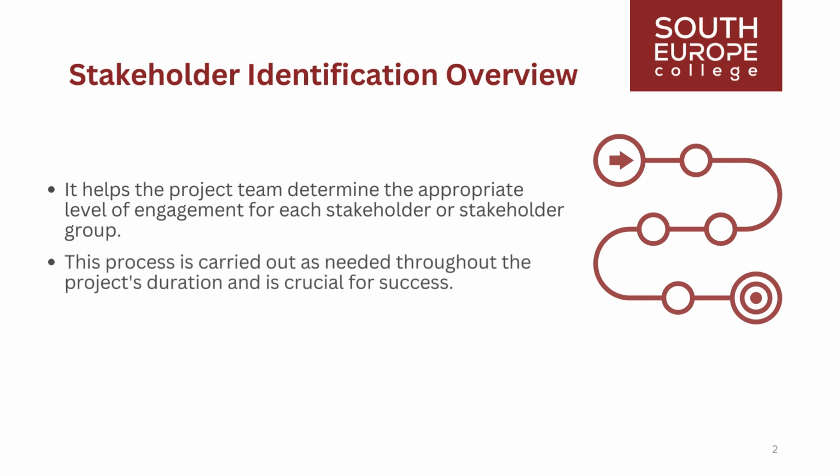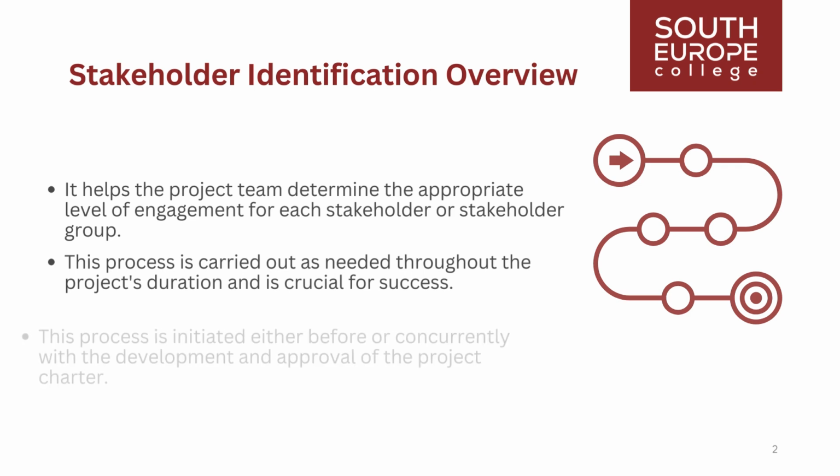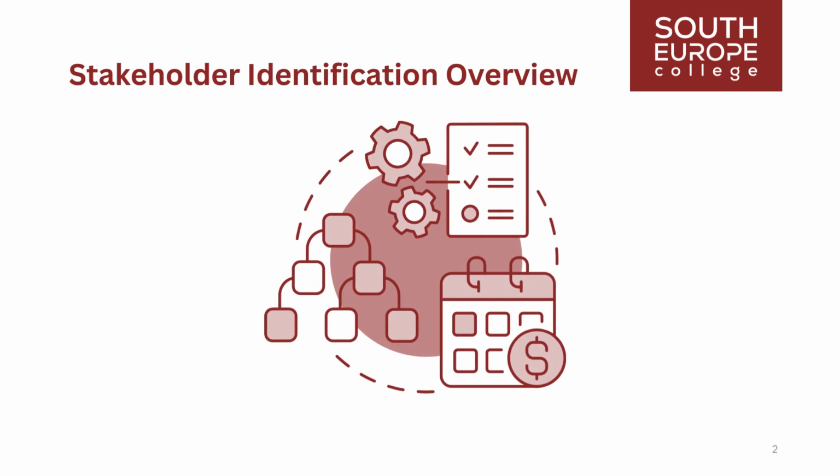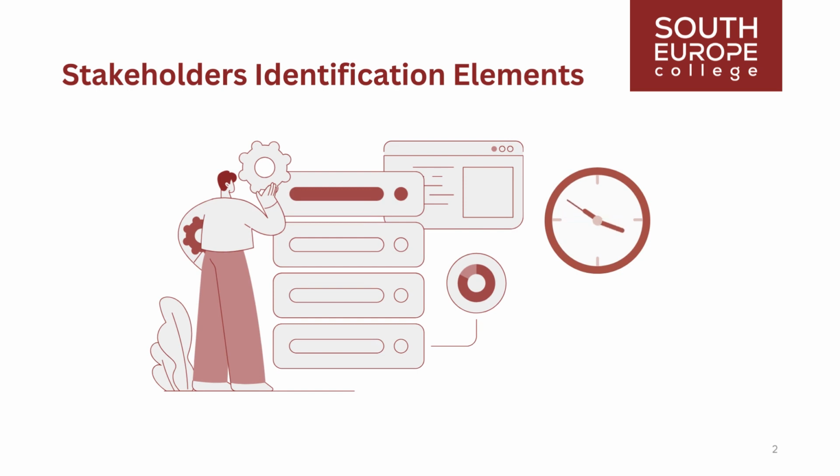This process is carried out as needed throughout the project's duration and is crucial for success. Typically, this process is initiated either before or concurrently with the development and approval of the project charter. It is repeated as required, but should also be conducted at the outset of each project phase and when significant changes occur within the project or the organization. During each repetition of the identification process, the project management plan components and project documents should be consulted to identify pertinent project stakeholders. Identifying stakeholders begins with various inputs at the project's outset and continues throughout its duration.